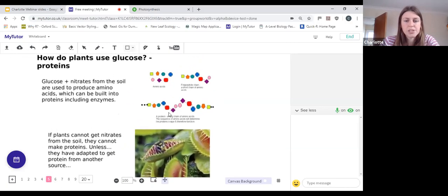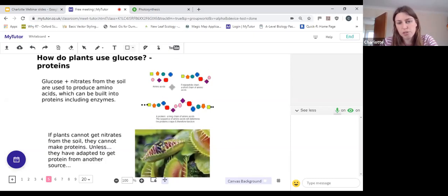Okay, proteins was the next one that we were going to look at. So, glucose and nitrates from the soil are used together to produce amino acids. Those amino acids are what are built into proteins, including enzymes. So, nice diagram here if you're not quite sure about some of the biochemistry of amino acids.